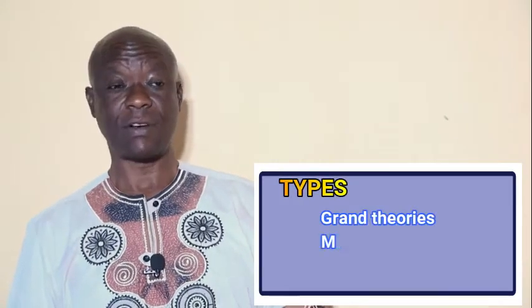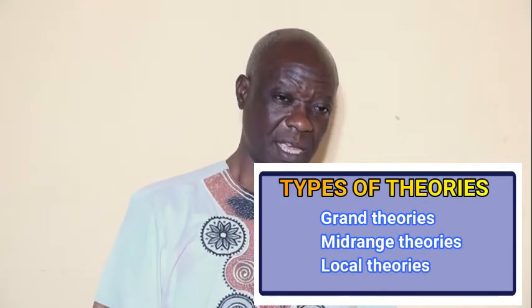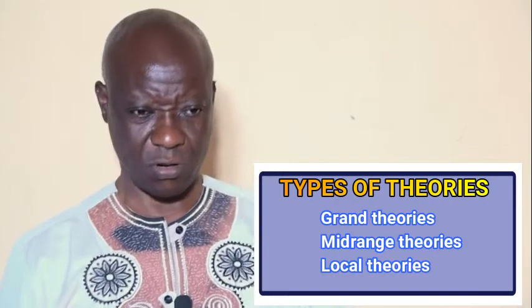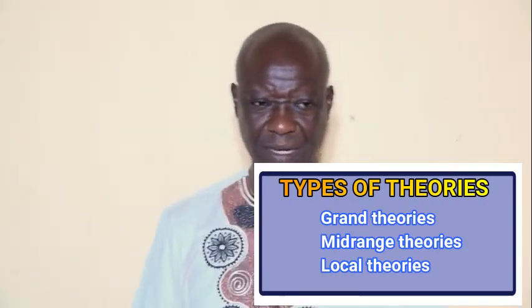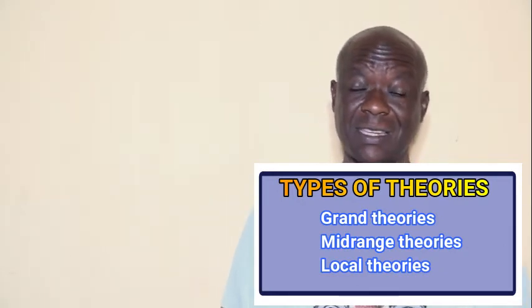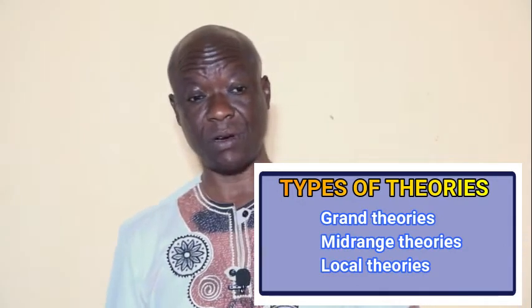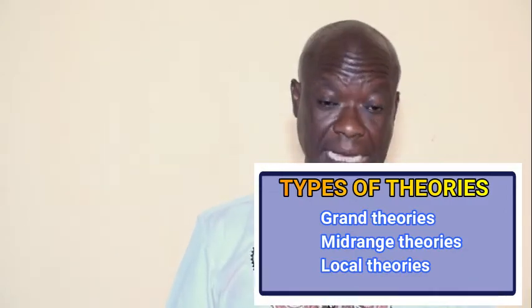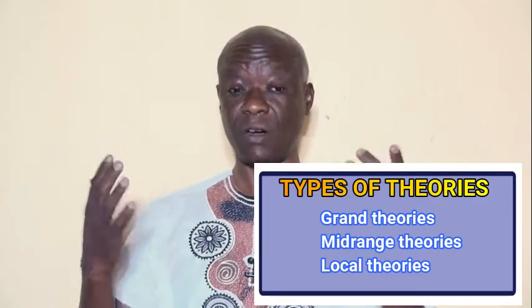Now, ladies and gentlemen, you are aware that we have various types of theories. We have what we call the grand theories. We have what we call mid-range theories. And we have what we call local theories. So there are three different types of theories, right? Because theory builders in applied disciplines deal with a variety of different contexts, the specificity of their theories must vary as well.